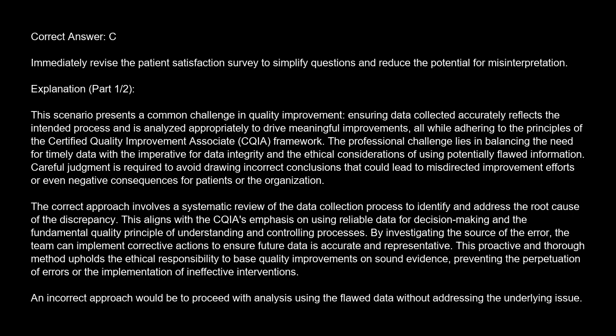The correct approach involves a systematic review of the data collection process to identify and address the root cause of the discrepancy. This aligns with the CQIA emphasis on using reliable data for decision-making and the fundamental quality principle of understanding and controlling processes. By investigating the source of the error, the team can implement corrective actions to ensure future data is accurate and representative. This proactive and thorough method upholds the ethical responsibility to base quality improvements on sound evidence, preventing the perpetuation of errors or the implementation of ineffective interventions.